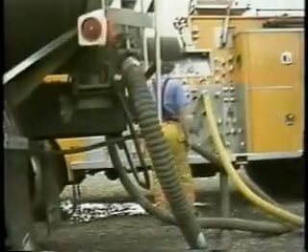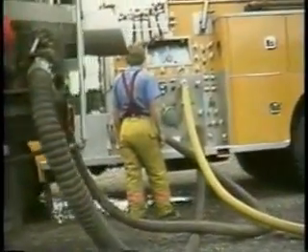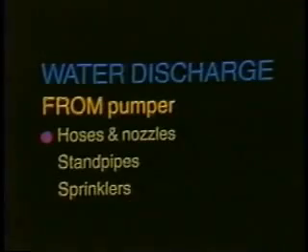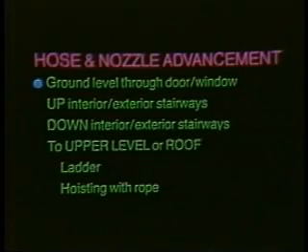systems. Once the water supply connections have been completed at the pumper, we will demonstrate hose and nozzle advancement from the pumper for a ground-level attack through a door or window, up interior or exterior stairways, down interior or exterior stairways, and how to advance a hose line to an upper level or roof of a building using a ladder or by hoisting the hose line with a rope.